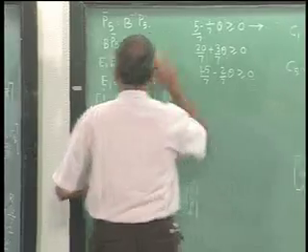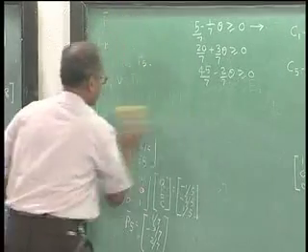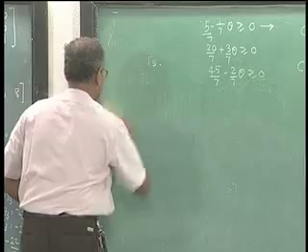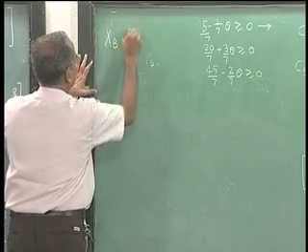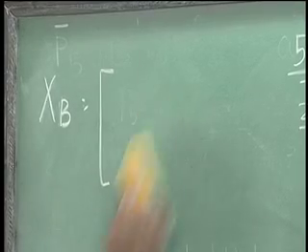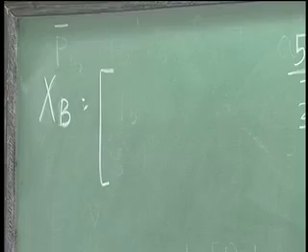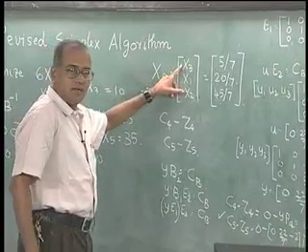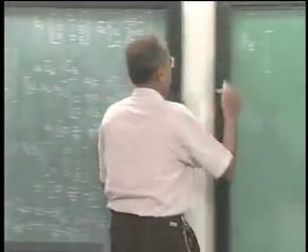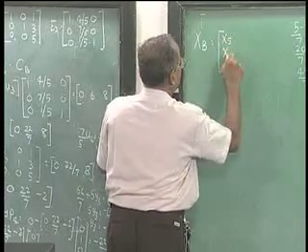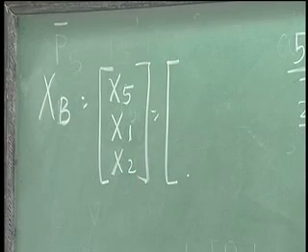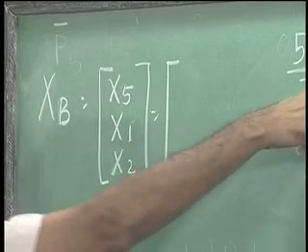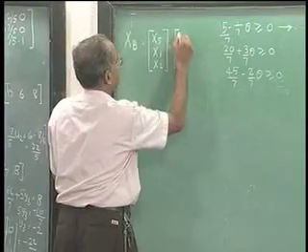So, the basis now changes to xb equal to, we have found out now that variable x5 enters the basis and variable x3 leaves the basis. So, we have x5, x1, x2 as the basis, and the corresponding values will be here. This was the variable that left. So, this will have theta value which is 5.